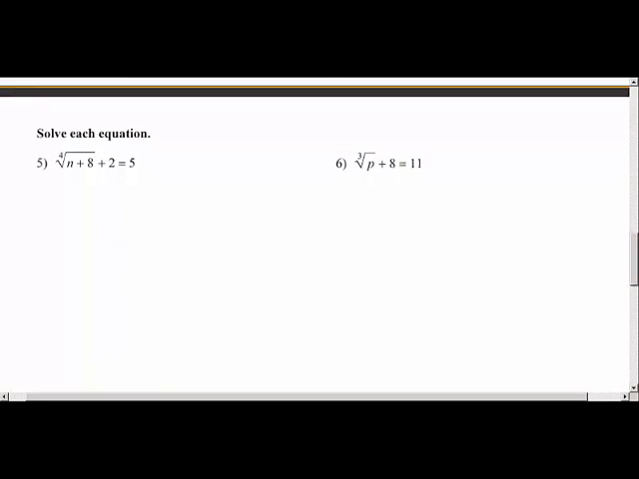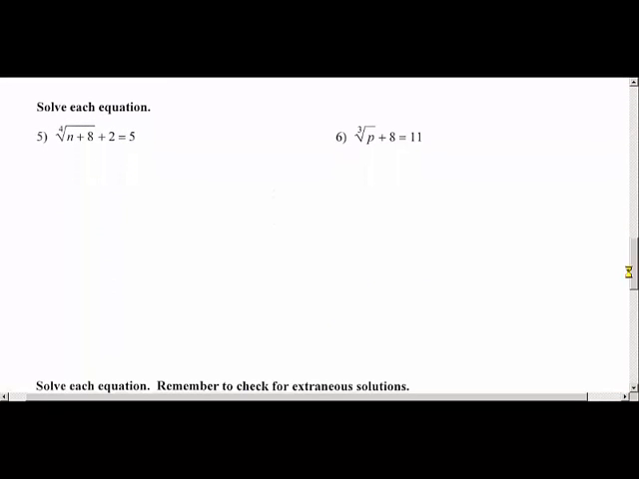Okay, now I have some equations to solve involving higher order radicals. So the method for solving these is always to get the radical isolated on one side of the equation all by itself. So to do this for the first one, I'm going to subtract 2 from both sides. That's going to give me the 4th root of n plus 8 is equal to 3.